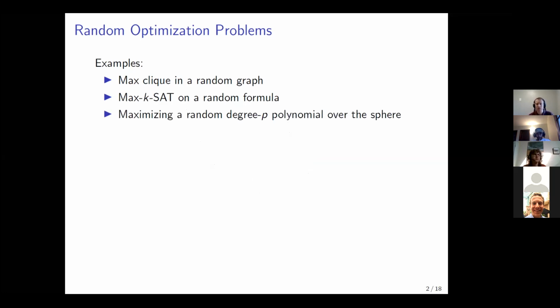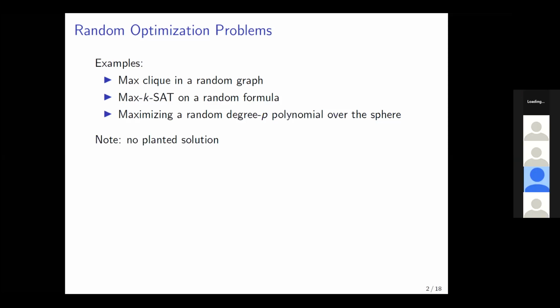Another example of a more continuous nature is maximizing a random polynomial. Imagine I give you a polynomial in n variables with random coefficients, and you need to find a point on the unit sphere that achieves as large a value as possible. Note that these are different from some of the other types of problems that are sometimes considered in that there's no planted solution. Sometimes you consider planted clique, where there's a planted solution and the goal is to find that one. Here, we're just given random data and the goal is to find a certain structure that's naturally occurring in the noise.